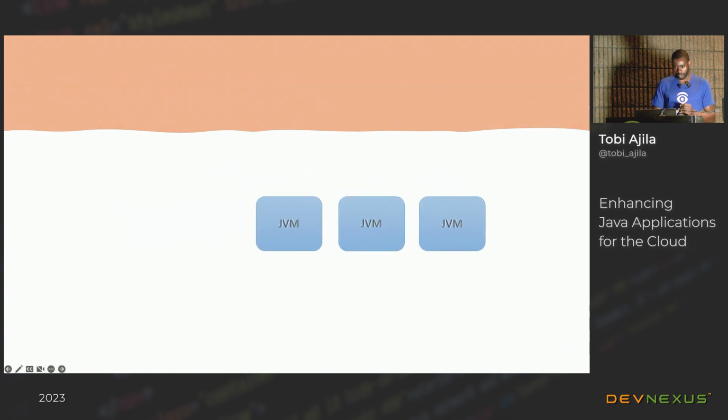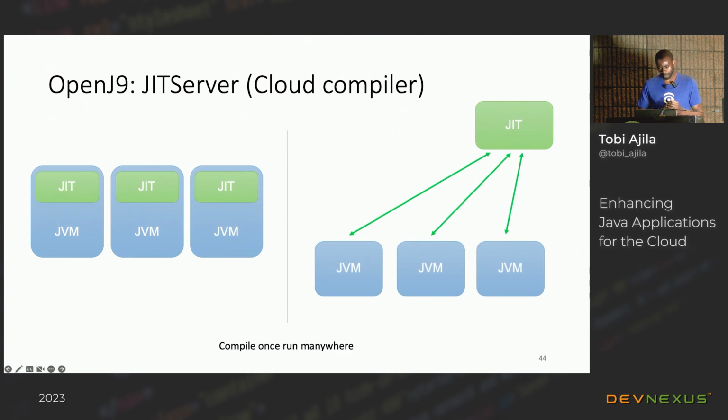Now, there's another feature that takes this to the next level. Previously, I talked about shared class cache. It allows you to share class metadata with multiple JVMs, and it also allows you to share AOT compiled bodies. This is taking that idea to the next level.